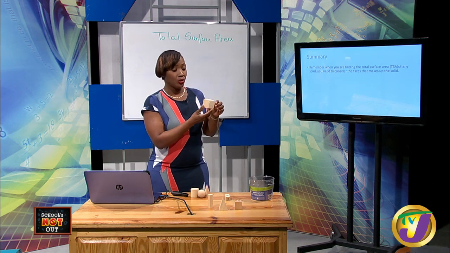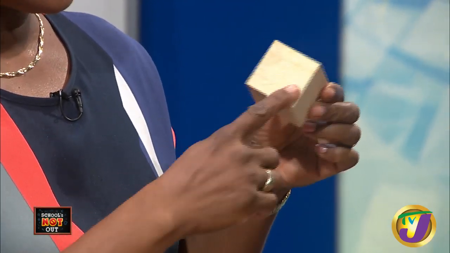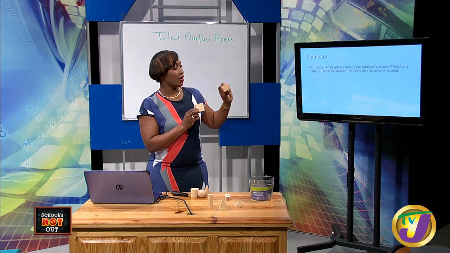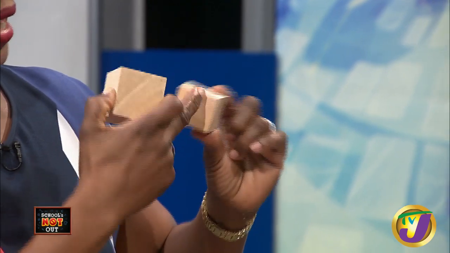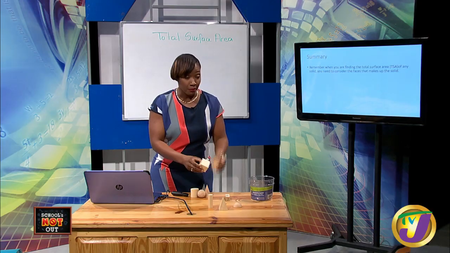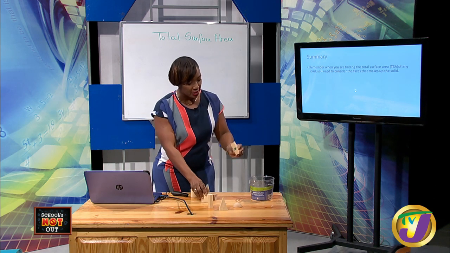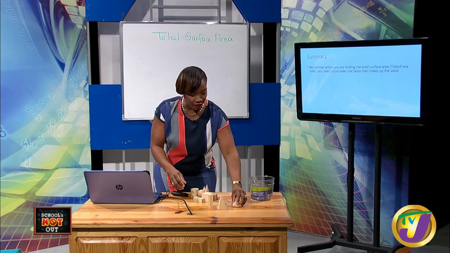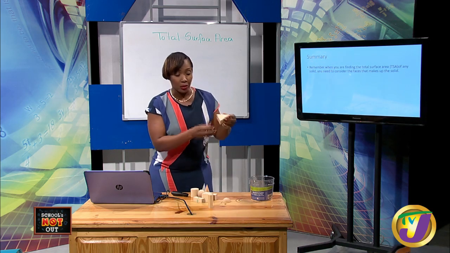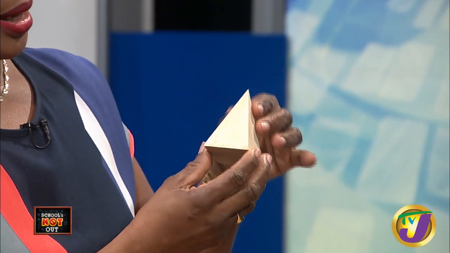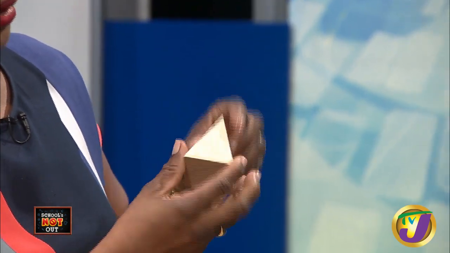Then you have your cube, where you'd look at your square faces. And this is a cuboid, which has rectangular faces. They're all rectangular. I'm not seeing any square here, but some cuboids can have a square face, pretty much like this one here. And you'd have your hemisphere. This is a pyramid, your square base pyramid.